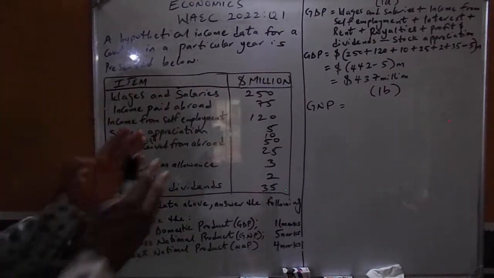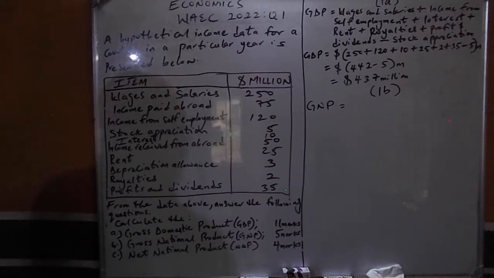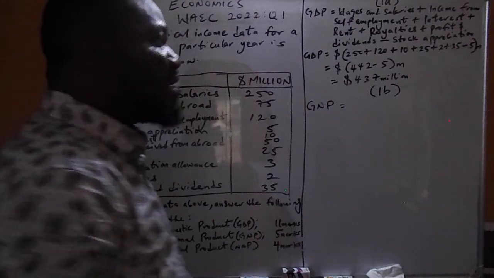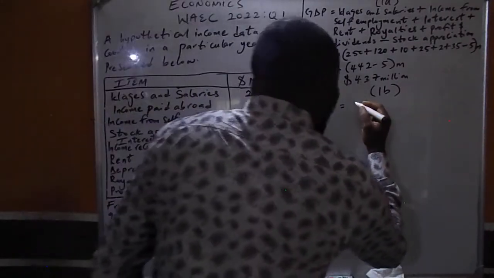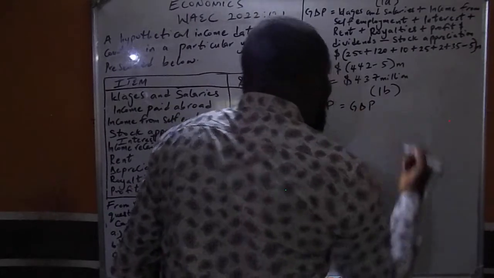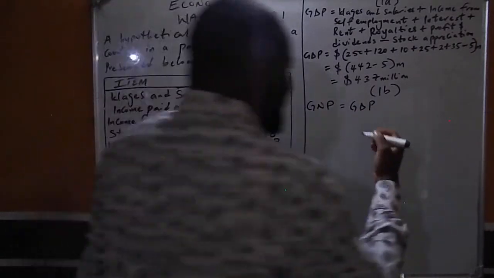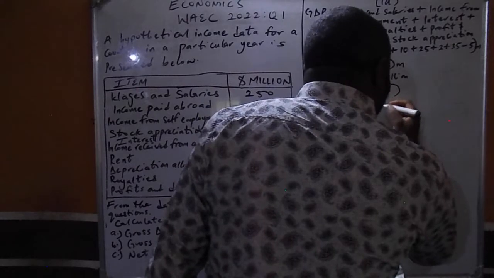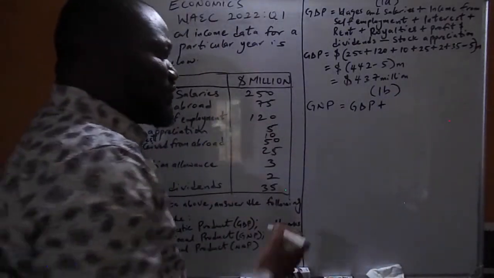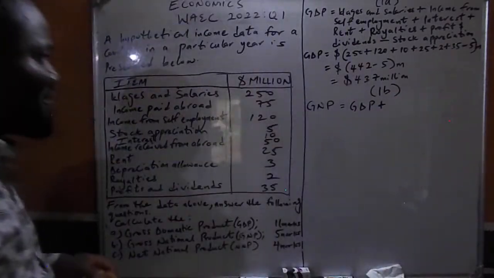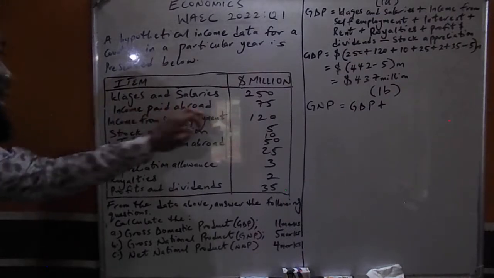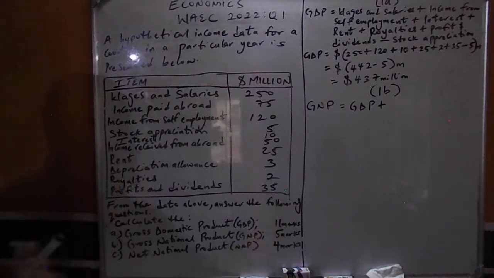Now, when you have to calculate your GNP, how do you calculate it? Remember, your GNP formula is what? GDP, do you see it now? GDP plus, now, GDP plus what do you have? Income paid abroad. This is the income you paid abroad. It is going out, so it will be deducted, not added.